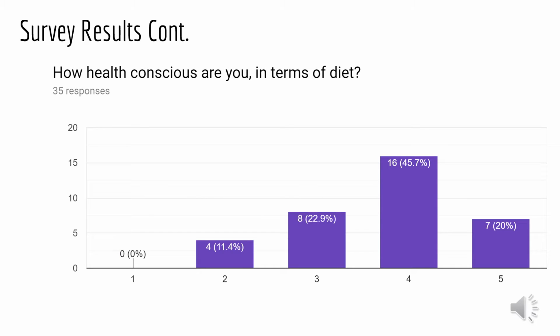The next question was, how health conscious are you in terms of diet? On a scale from 1 to 5, most students, 16, put 4. There was no student that put 1. So overall, NSU is a pretty health conscious campus, and in terms of finding acrylamide in the food, they would be more likely to be against it and support methods to remove the acrylamide.